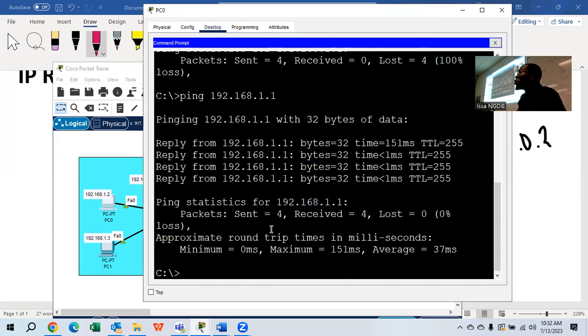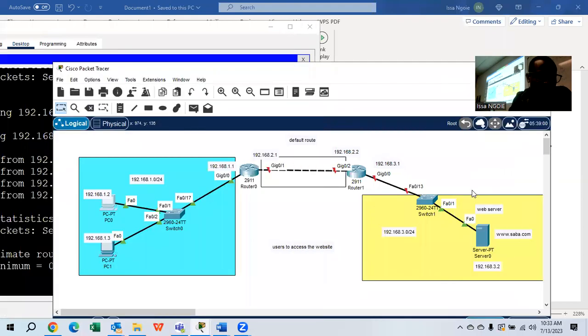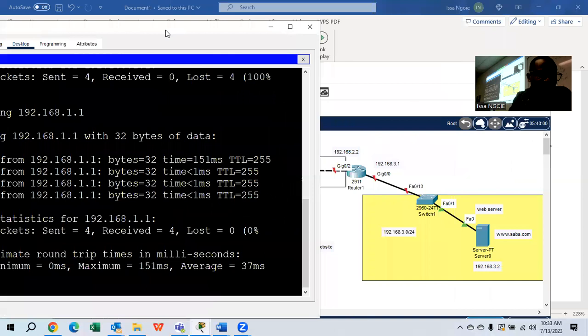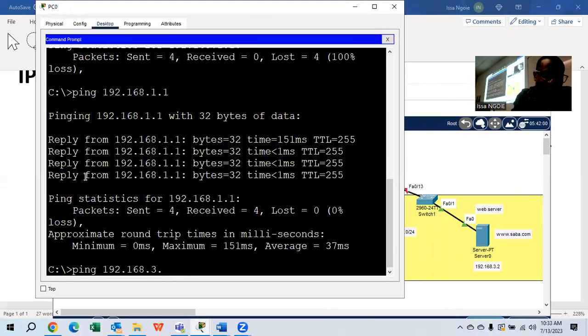Now, we're gonna try to ping that other network. We're gonna try to access the server, see if there is any communication. So the IP address of the server was what? It's 3.2. Let's try to ping the server, right? Jonathan, ping the server.